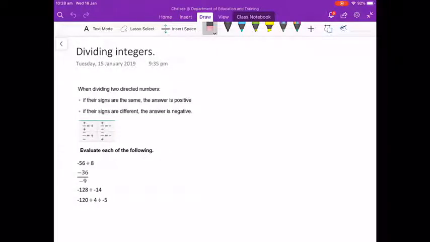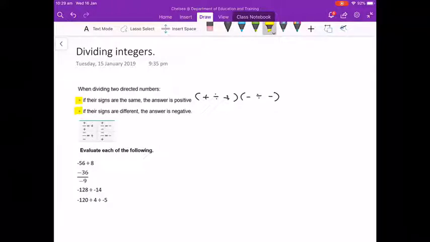Today we're looking at dividing integers. Remember, an integer can be a negative number, a positive number, or 0. So when you're dividing two directed numbers, if the signs are the same, the answer is positive. For example, a positive divided by a positive will give you a positive solution, and a negative divided by a negative will give you, again, a positive solution because two negatives make a positive.